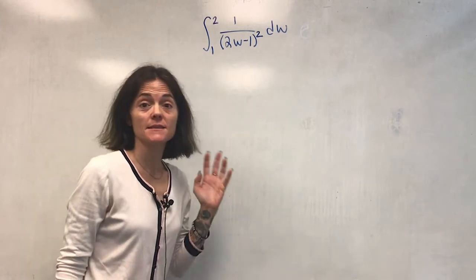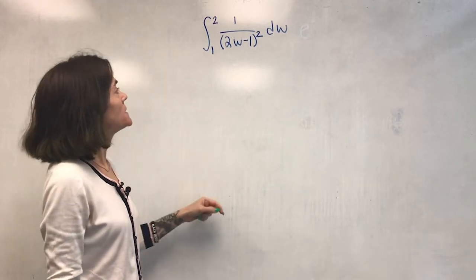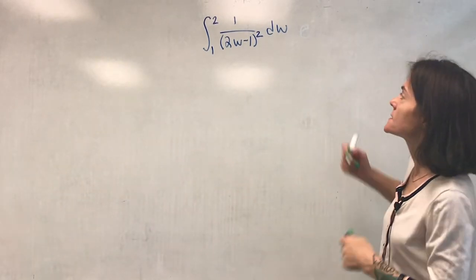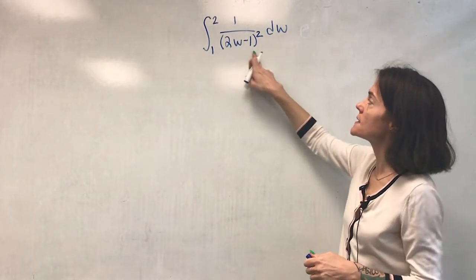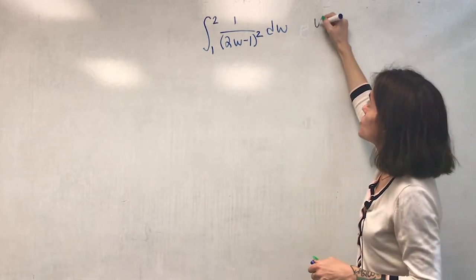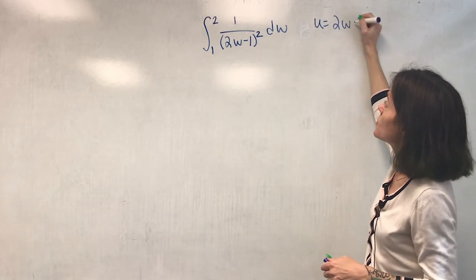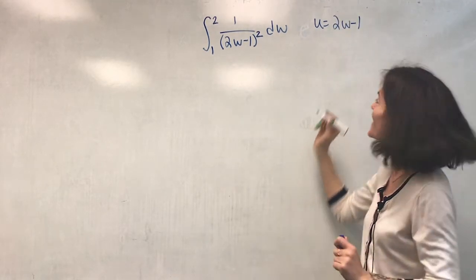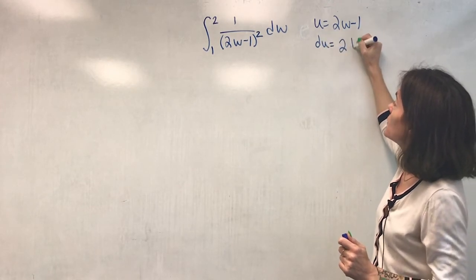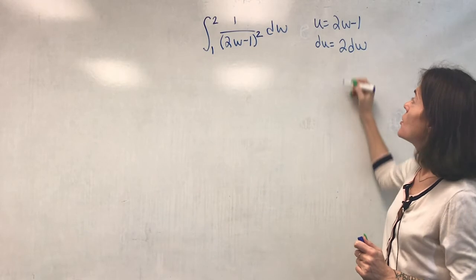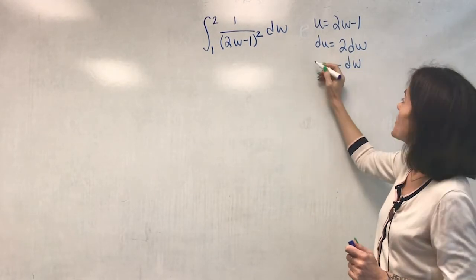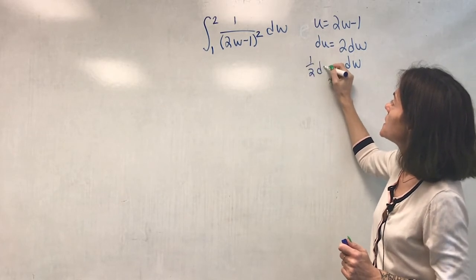Again, this is substitution and it's definite, okay? So let us do all of the work to convert this to something of u. You see here, we see this inside function, 2w minus 1. So u is 2w minus 1. du is 2dw. Now, we have just dw here. This will be 1/2 du.